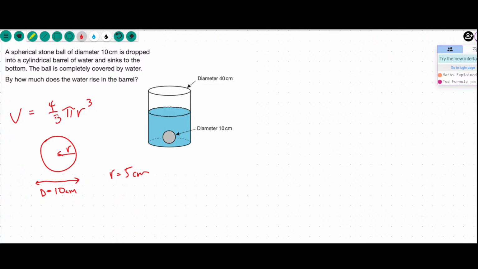Times, what have we got? 125. We'll do that without a calculator there. So, how very noble of me, you say. Volume of the stone, is it? We're calling it a stone. 523.59877756. I wonder if some people are thinking, why is he writing all of the decimal places?